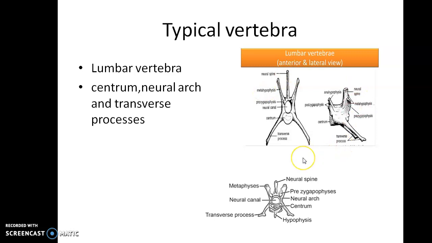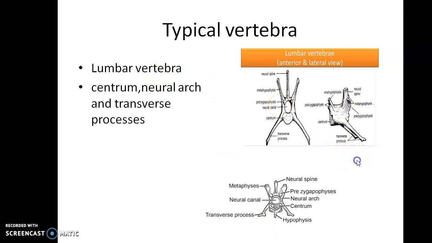So the main parts of the typical vertebra include neural spine, neural arch, neural canal, centrum, the transverse processes, the pre-zygapophysis, the meta-zygapophysis, and the hypophysis. So these all are the parts of the typical vertebra, which is the lumbar vertebra in rabbits.